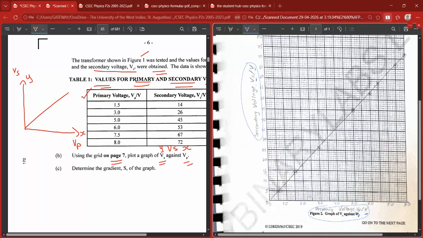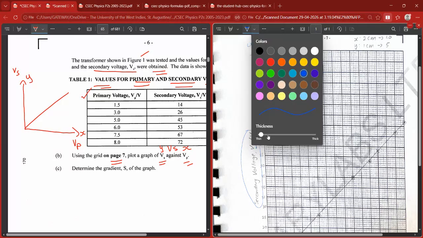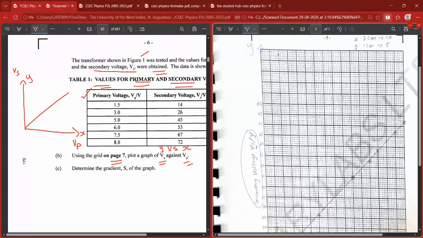This is the x-axis, and you want to draw your axis for the y as well. Although it is not drawn in this one, you need to put that in. What you also get marks for is the title, so you want to put a title for your graph. The title for this graph will be Graph of Vs versus Vp. You should put the units and what they mean as well, but because of the space, I just put Vs versus Vp.